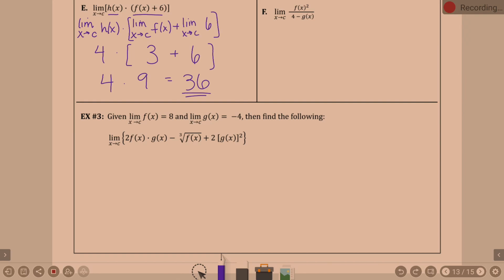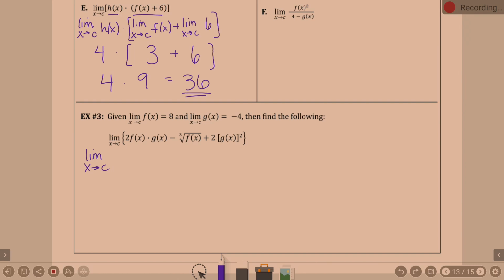Let's get fancy. Let's go down to example 3. Again, I'm just hopping and skipping around. Given the limit of f is 8, the limit of g is -4. Find the following. Why did I pick this one? Because it's a lot. Because it looks overwhelming, right? It looks overwhelming. Is it? We will find out. No. Okay. So, it's like a big bad use all your properties at once thing.